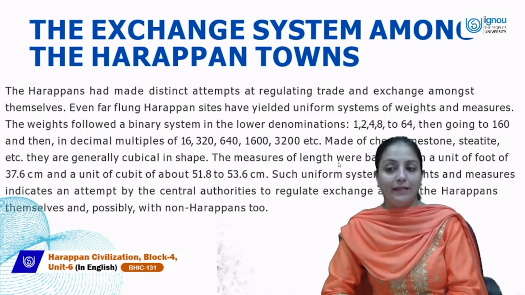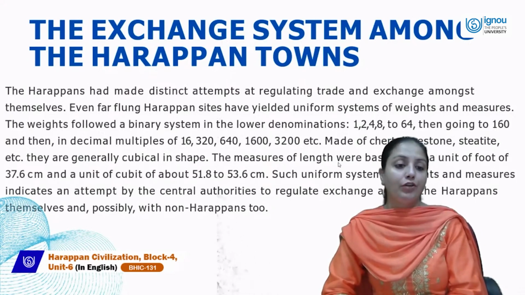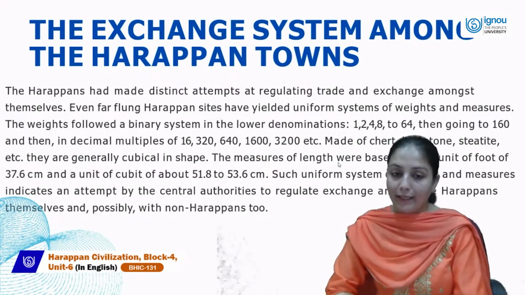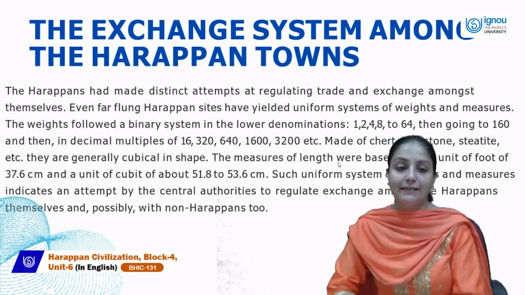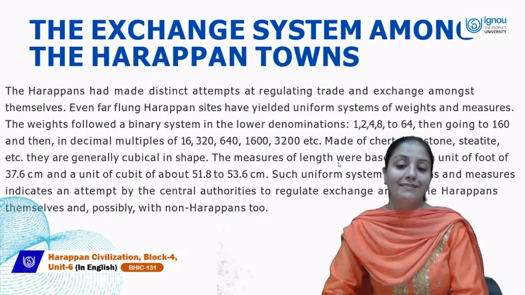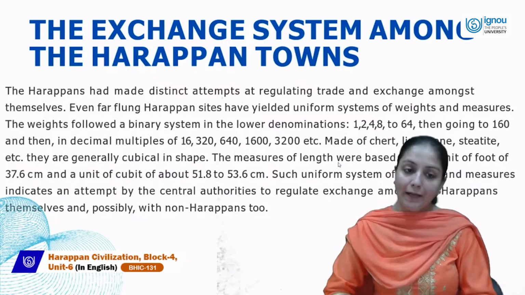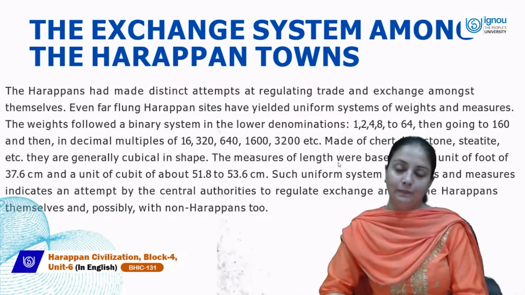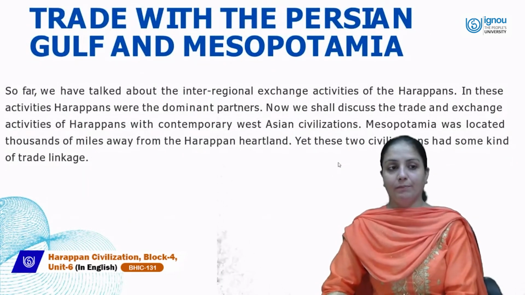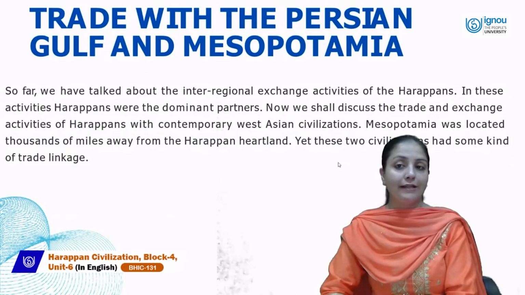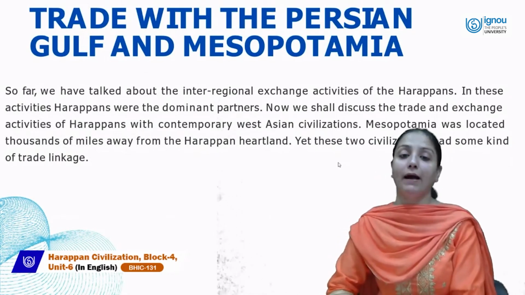The measures of length were based upon a unit of foot of 37.6 centimeters and a unit of cubit of about 51.8 to 53.6 centimeters. Such a uniform system of weights and measures indicates an attempt by central authorities to regulate exchange among the Harappans themselves, and possibly with non-Harappans too. Trade with the Persian Gulf and Mesopotamia: we have talked about the inter-regional exchange activities of Harappans. In these activities, Harappans were the dominant partners.